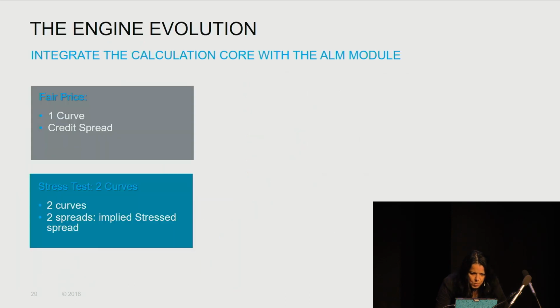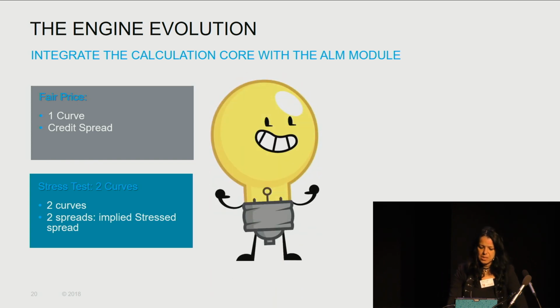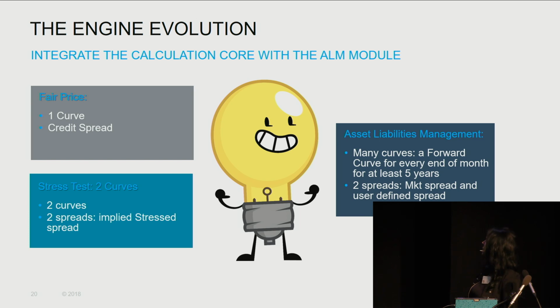The following step, once our engine could calculate the fair price and the stress test, we had the idea of integrating it with our asset liability management module. This module at that time already had a long life because it was 15 years old, and it had its own pricing. So we decided to unify, to calculate the forward curve and the prices needed by the asset liability module with our engine.